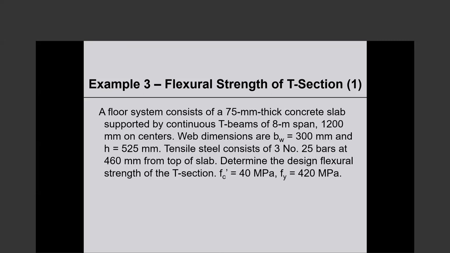This h is pretty problematic in ACI 318. You have to always figure out what it means. For a beam, h is the total depth. Tensile steel consists of 3 number 25 bars at 460 millimeters from top of slab. So the effective depth is directly given in the problem statement. Determine the design flexural strength of the T section. f sub c prime is 40 MPa, f sub y is 420 MPa.